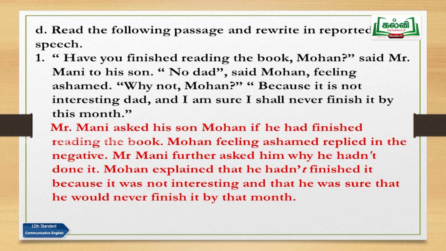Once again pay attention to the auxiliary verb shall. So the modal shall, you don't say should. Instead you convert it to would. He would never finish it. It shows his intention. It shows his belief. He is not going to complete it. So he would never finish it by this month changes to that month. This changes to that.